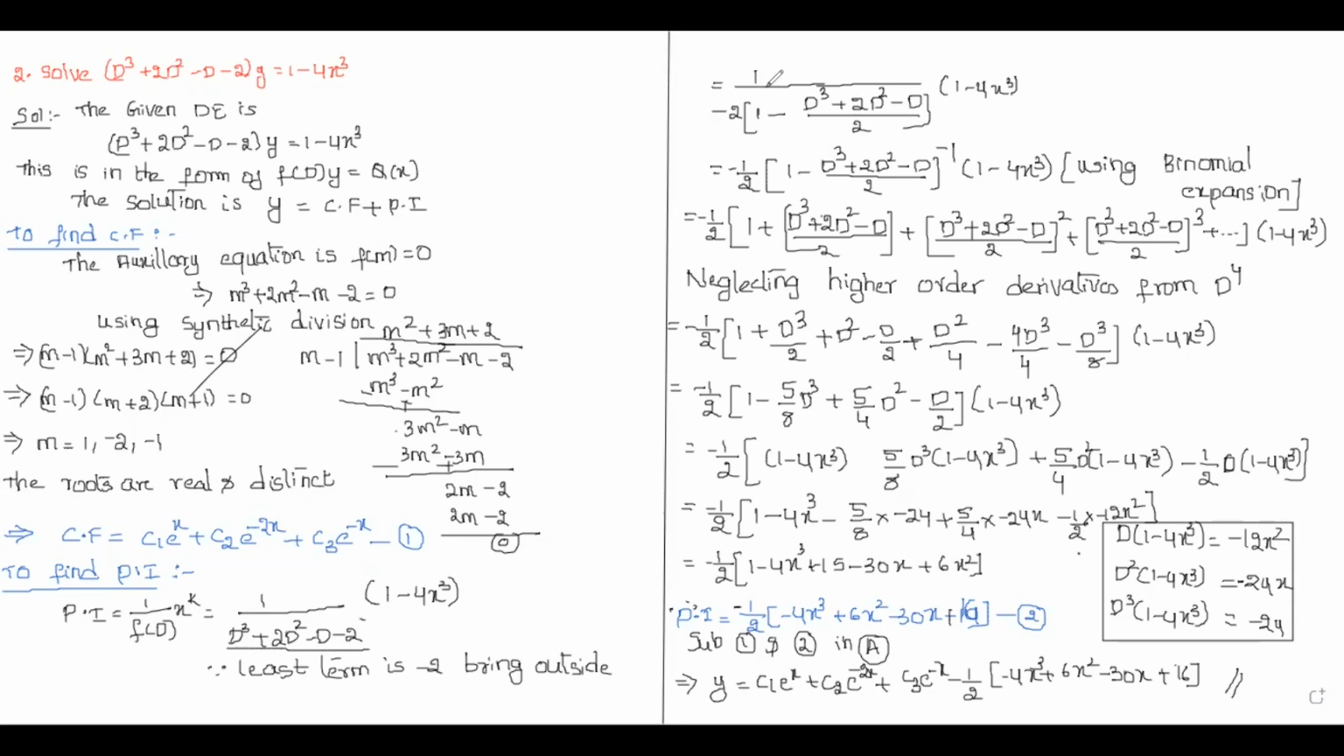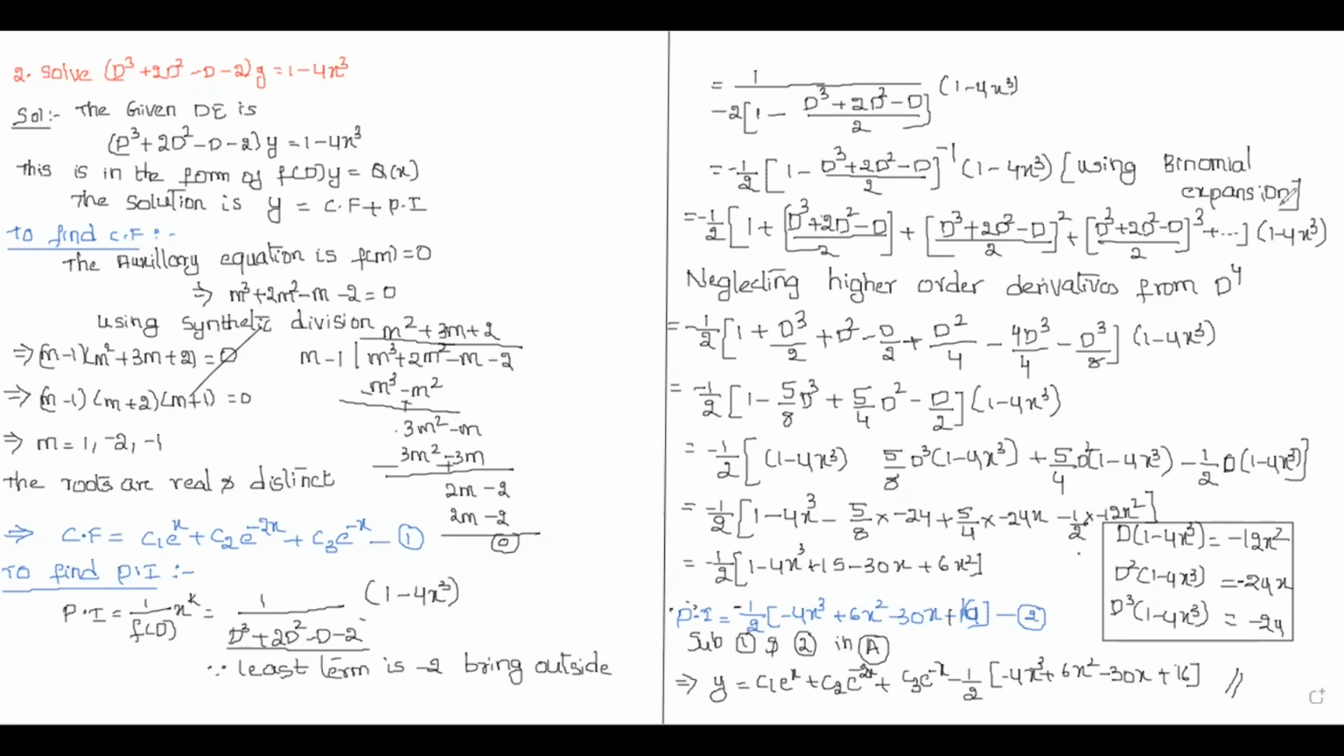If you bring this minus 2 outside, it will be 1 by minus 2 into 1 minus d cube plus 2d square minus d by 2 into 1 minus 4x cube. If we get this term to the numerator, it will be minus 1 by 2 into 1 minus d cube plus 2d square minus d by 2 whole inverse into 1 minus 4x cube.